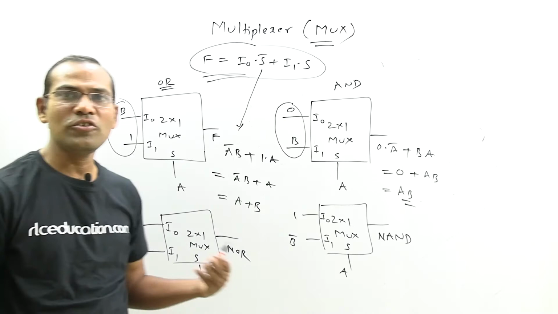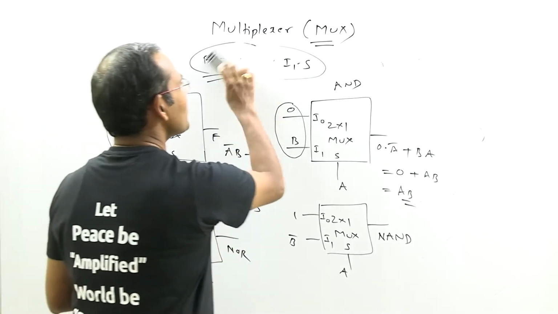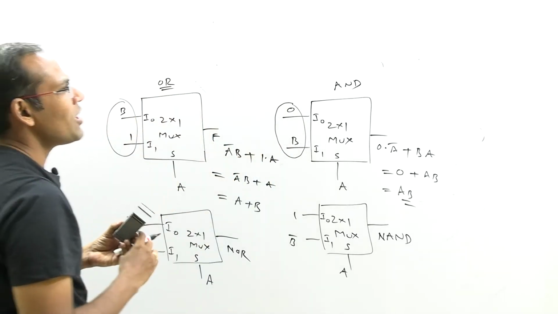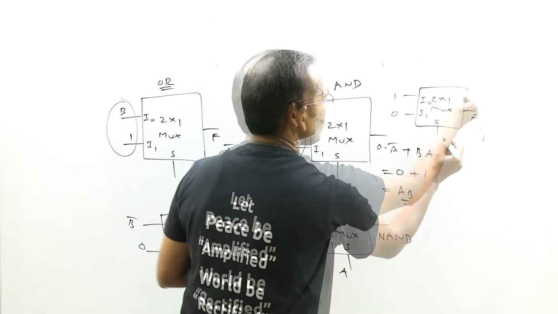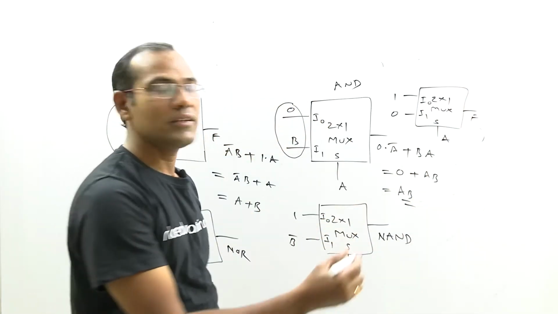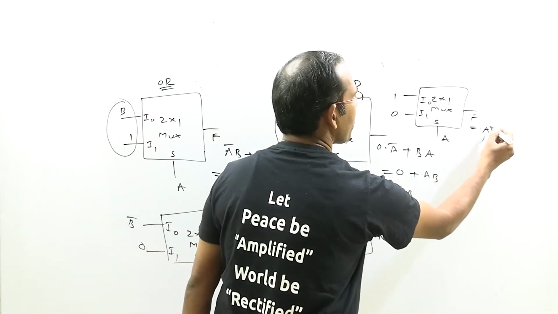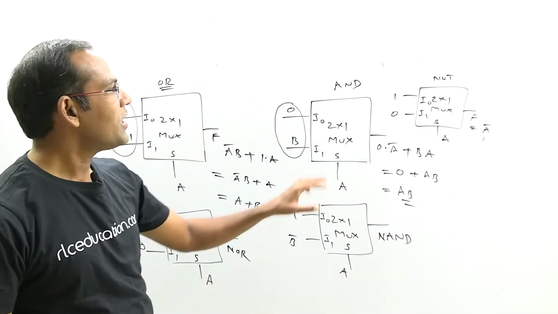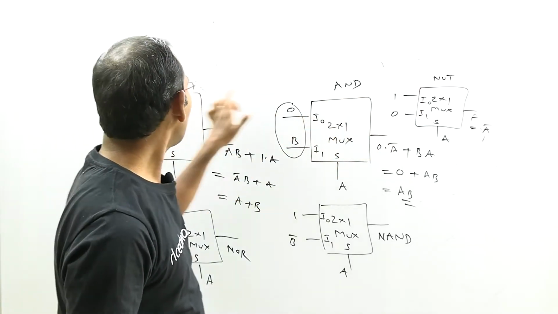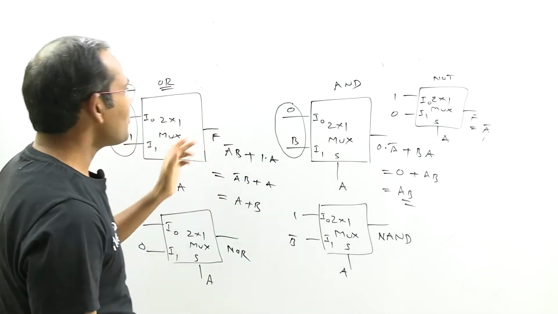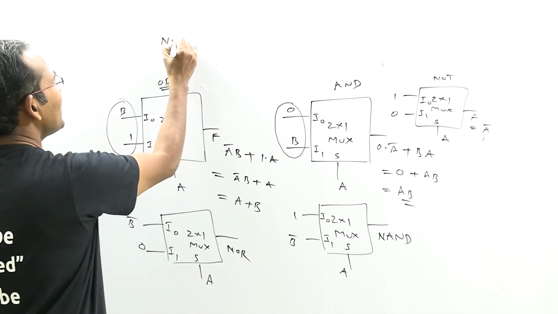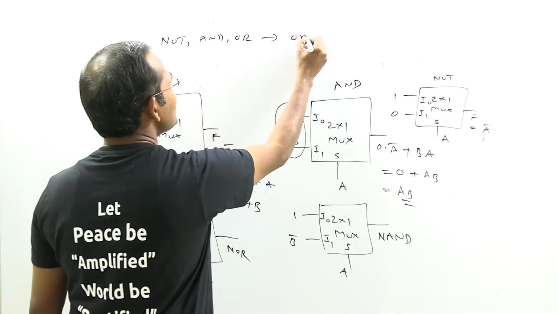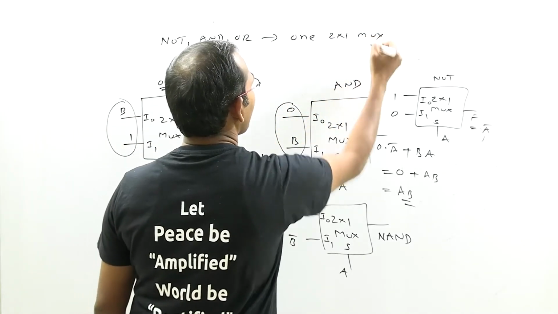Here I will tell you one more point that can be asked in the exam. Sometime back I showed a NOT gate. Whenever you connect like this, it works as a NOT gate. If you observe carefully, to design a NOT gate, AND gate, or OR gate, just one mux is enough. The requirement is one 2x1 multiplexer. One mux is enough.